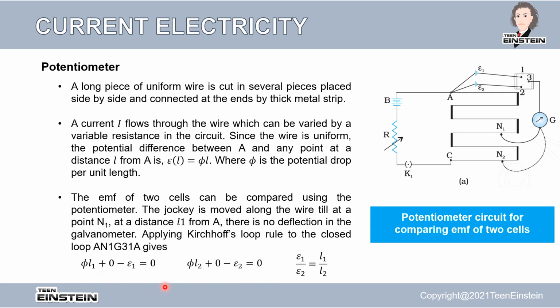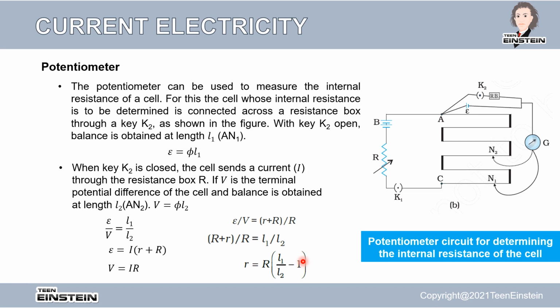If you rearrange this equation, you get phi L1 equal to epsilon 1, or phi equal to epsilon 1 by L1. Similarly, you will get phi equal to epsilon 2 by L2. If you equate this, you get epsilon 1 by epsilon 2 equal to L1 by L2. So just by looking at the length of the wire where the Ig becomes 0 when that particular cell is connected, that is L1, you can compare the values of EMF of two cells. So that is the role of a potentiometer.